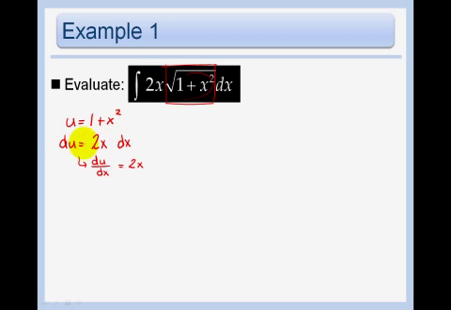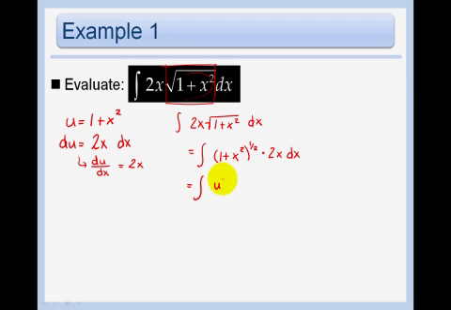So we're going to rewrite this as, you see this is now my du? Let me just rewrite this function for a second, so it's a little clearer. We have 1 plus x squared to the 1/2 power times 2x dx. I just reordered things, but it's the same. And that is the antiderivative of u to the 1/2 times, this whole thing is du.